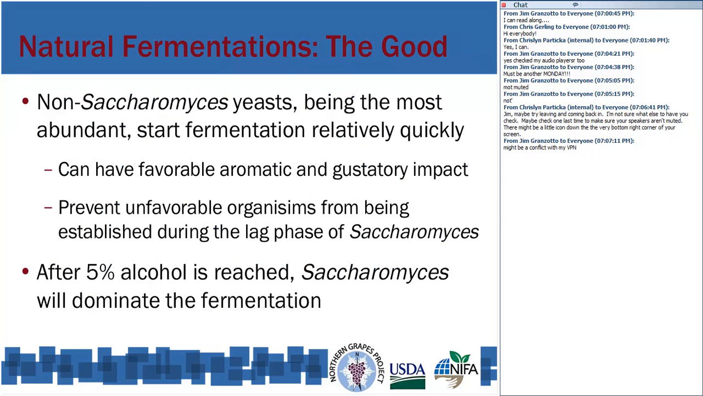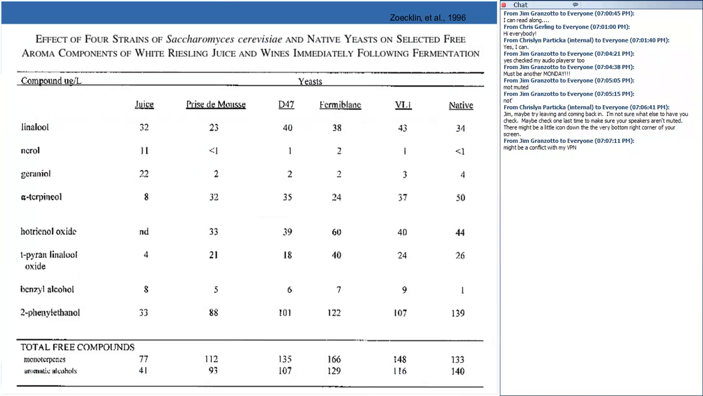So even though there's this lag phase when the Saccharomyces is growing, the non-Saccharomyces will take over and prevent bacteria problems like Acetobacter and other things from taking over your must and causing some off aromas. And these non-Saccharomyces yeasts usually will ferment up to about 5% alcohol. Most of them aren't tolerant to alcohol beyond that point, so they'll just naturally die off. And at this point, it's just sort of a natural selection, and the Saccharomyces yeast will then dominate the fermentation.